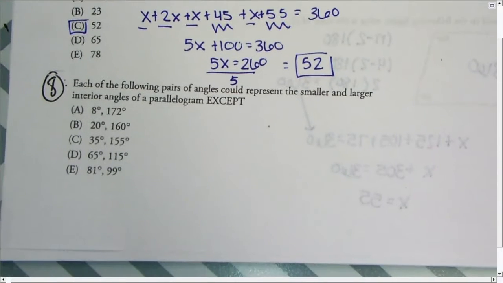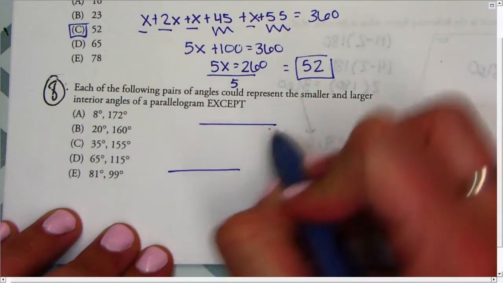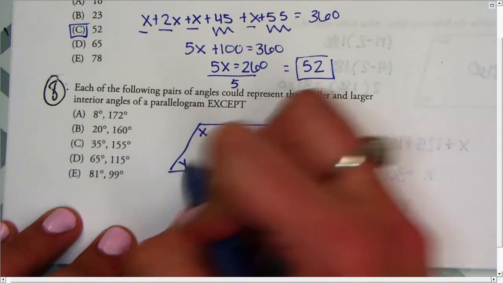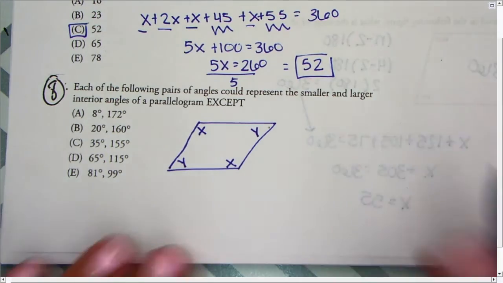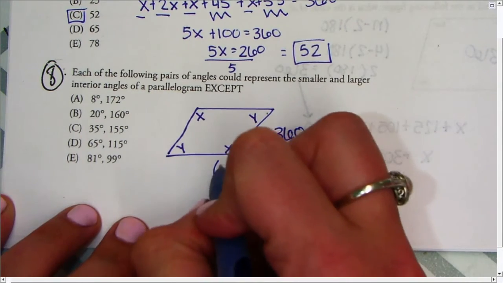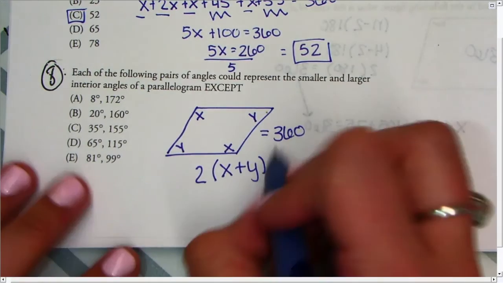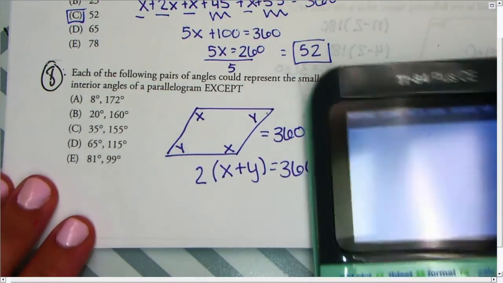Number 8, each of the following pairs of angles could represent the smaller and larger interior angles of a parallelogram except blank. So remember, in a parallelogram, the opposite angles are the same. So this one would be x and x. This one would be y and y. So if you're trying to calculate the angles in a parallelogram, remember that they have to add to equal 360. So basically, I would add x plus y and then multiply by 2 because there's 2 of each of them. And those are going to equal 360. So all I'm going to do is go through all my answer choices.